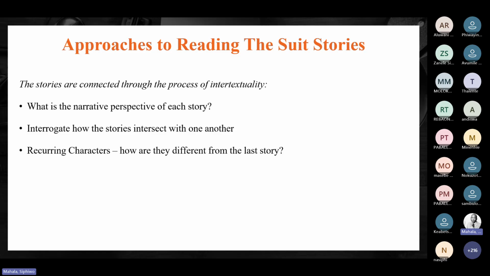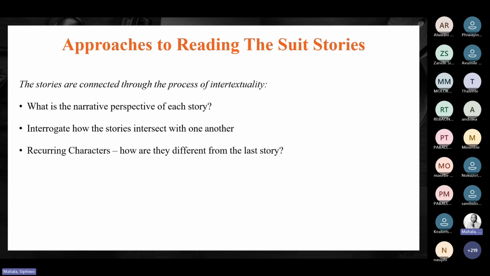So recurring characters, when you talk about the recurring characters that were in, for instance, The Suit, and then you find them in The Suit Continued. So that's a recurring character. So it's not a new character. How are they different? All right.